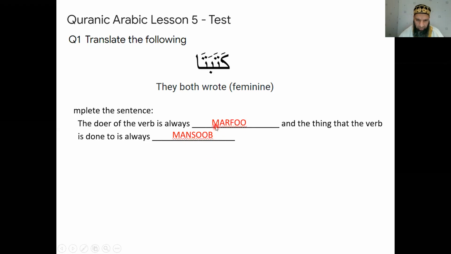You can see there my computer doesn't recognize the word marfu. I need to add it to the computer's memory. Underlined. Right, next one.